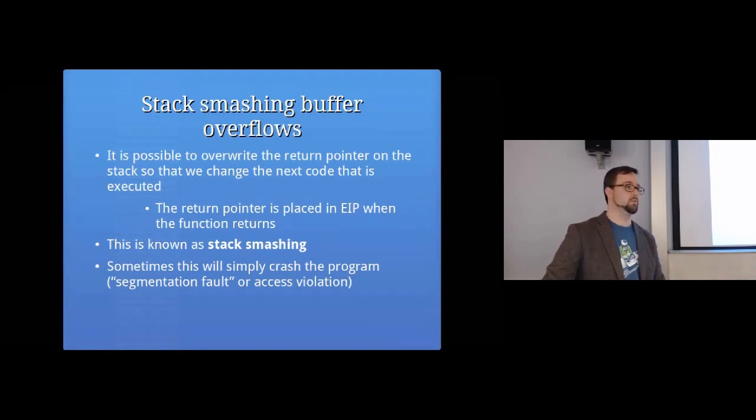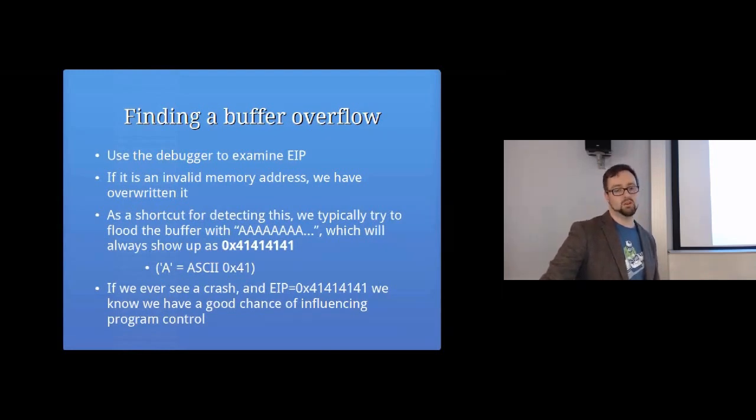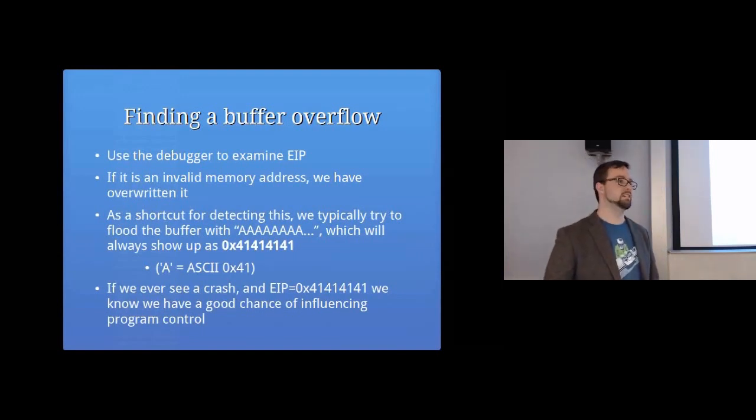Sometimes that will just crash the program, with a segmentation fault or some kind of access violation error. But what we want to do is cause it to do something specific, to run some code that we want it to run. So when it causes a crash, we can look at the debugger and see what's in EIP. If it's an invalid memory address, then we've managed to succeed at doing a buffer overflow.